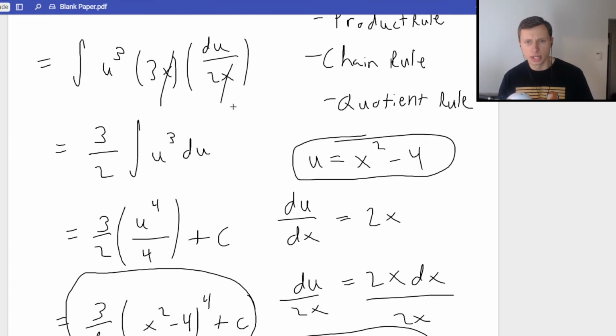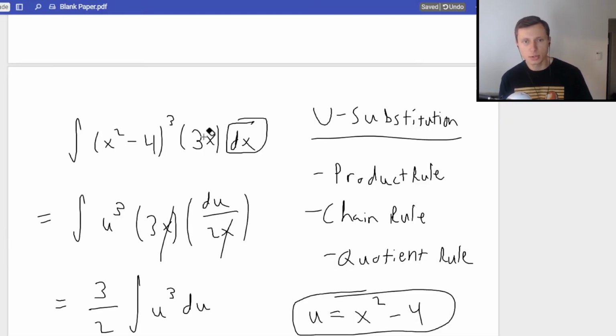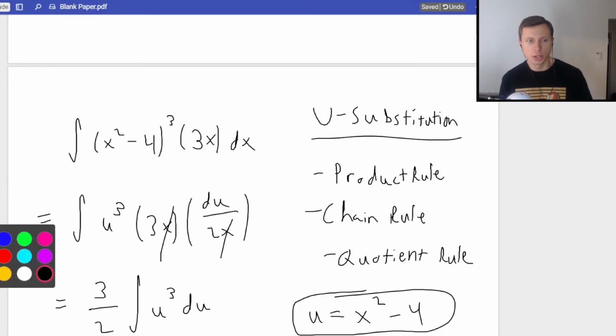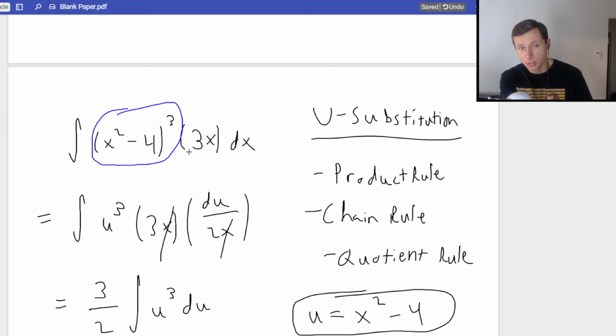Oh, one more thing. Why did I choose u equals x squared minus 4? Let's talk about that, because that's actually a good point. There's a few different options I could have chosen. I could have chosen x squared minus 4, which I did. I could have chosen x squared minus 4, the whole thing cubed. I could have just chosen 3x.